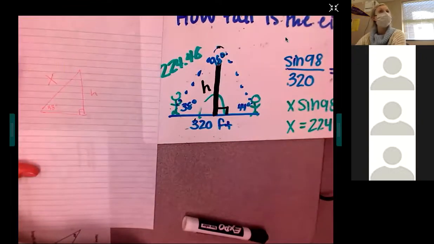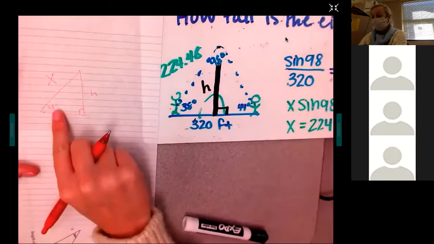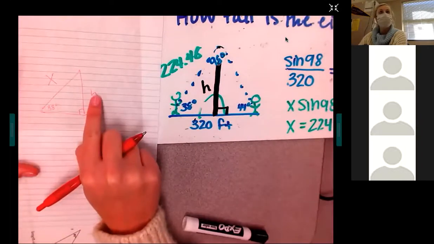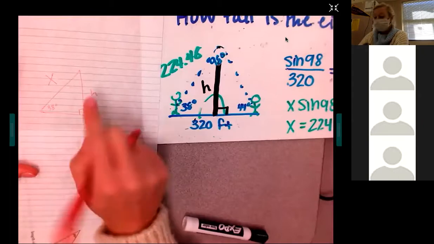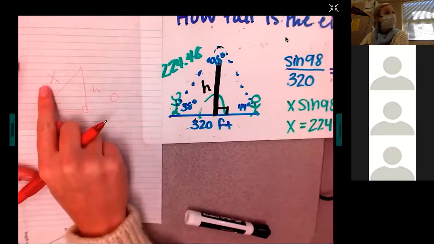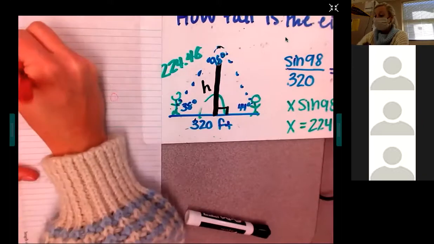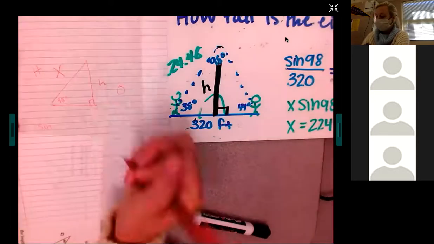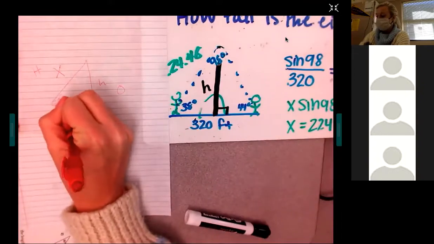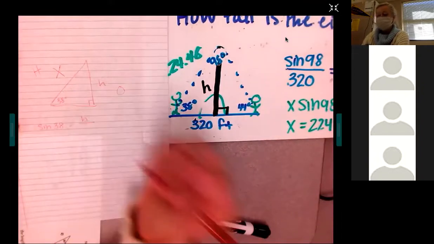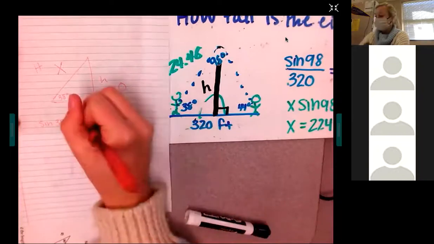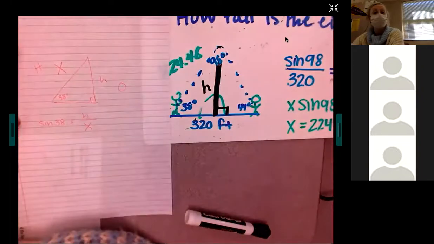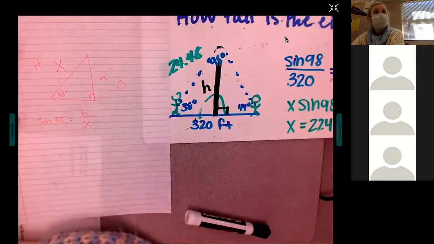Yes, you can use SOHCAHTOA. So look at what we want. What side do I want? Opposite, adjacent, or hypotenuse? We want the opposite. We have the hypotenuse. So what trig function can I use to solve? Sine, good. Opposite over hypotenuse. So sine of 38 equals the opposite, which we don't know, that's the height, over the hypotenuse, which we do know, that's what we just stored as X, right? That 224.48.